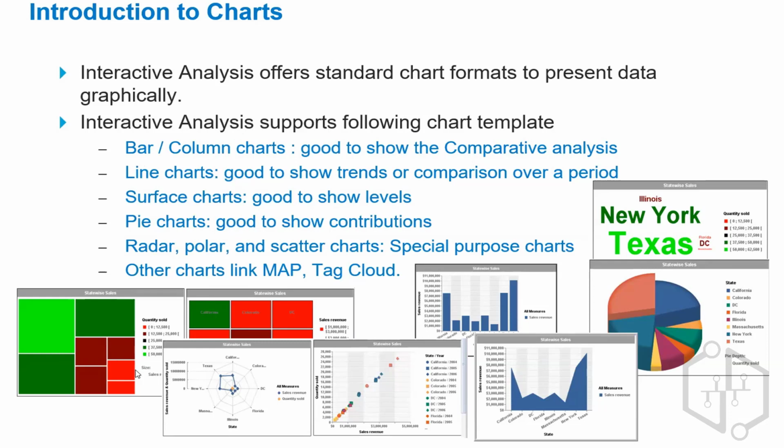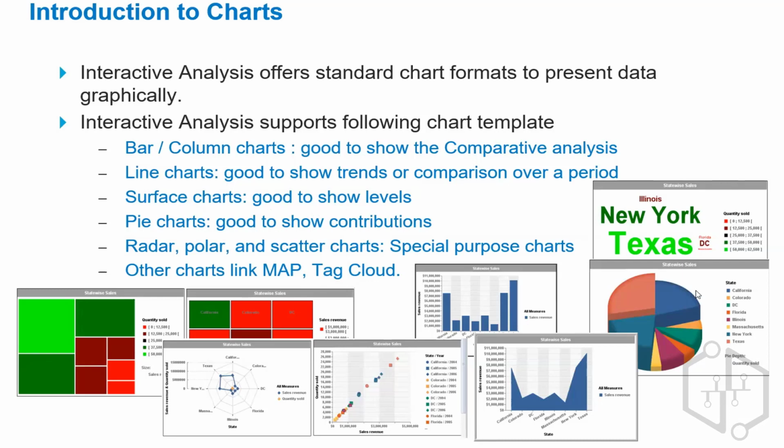Bar or column charts. This one is a bar or column chart. Good to show comparative analysis. Line charts are good to show trends, like comparison over a period, yearly trend, how it is going, historical data. If you are comparing some sales by year, that is good to show using line charts. Anything related to period over time, how it is changing, it is always good to use line charts.